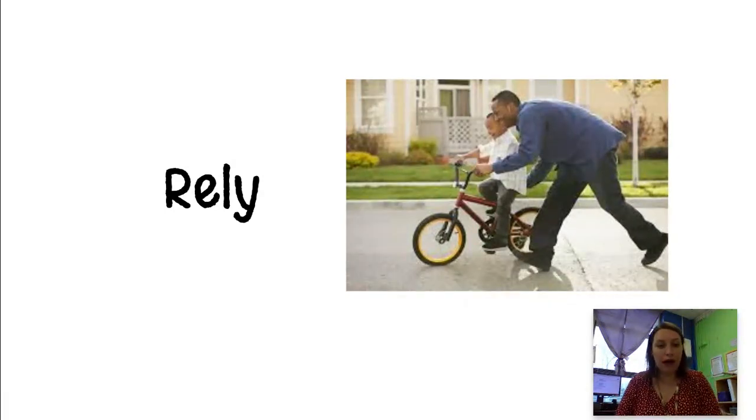Squirrels rely on acorns. They need acorns to live, and they know the acorns are going to be there. If the acorns were not there, they would not be able to live, and they would not be able to rely on the acorns. So rely means that you can depend on it, you can count on it, you have to have it, and you know it's going to happen.